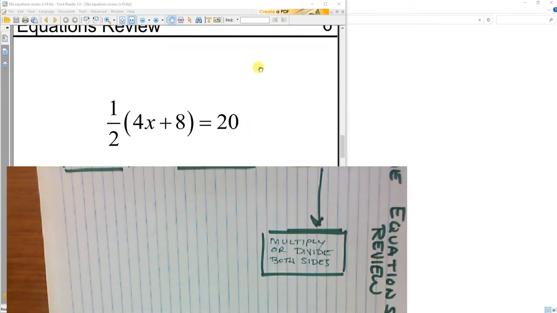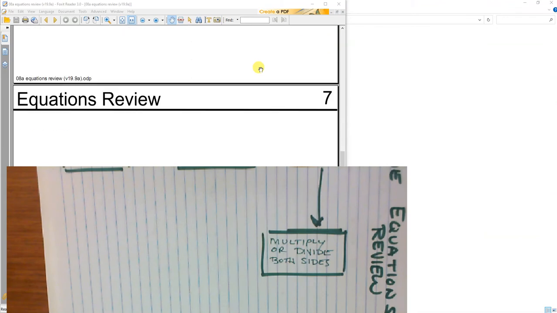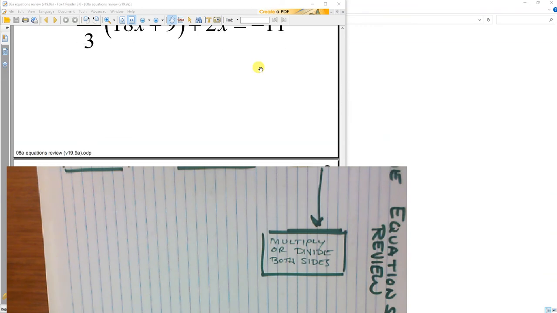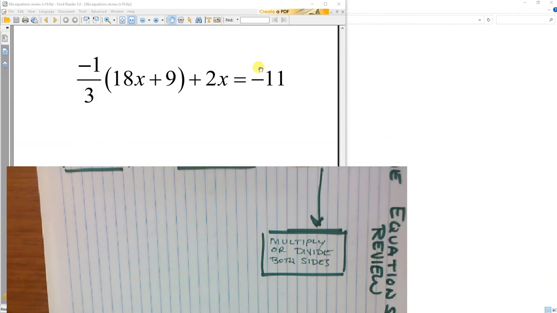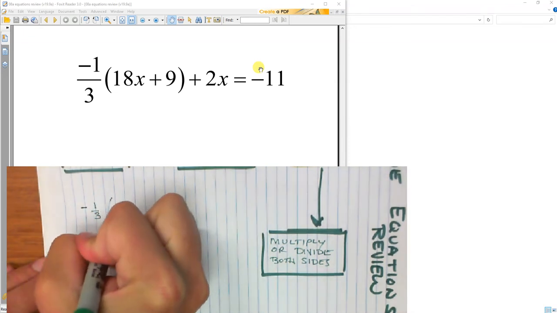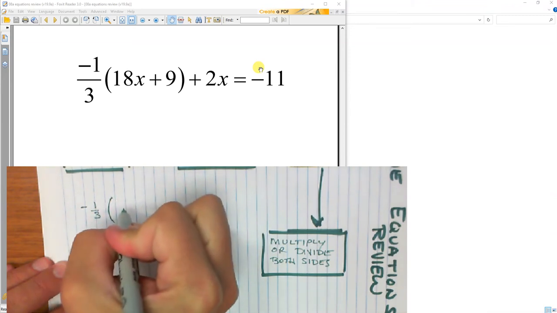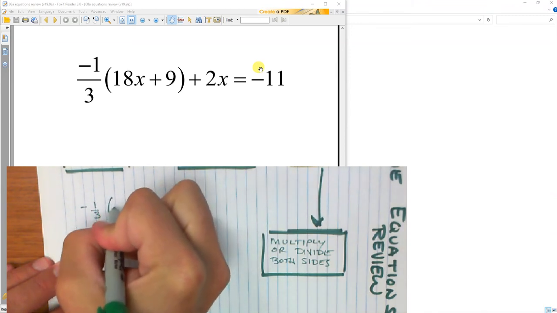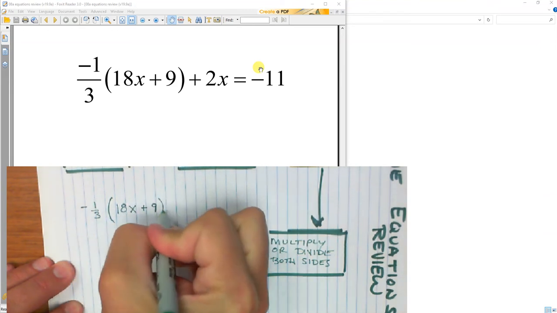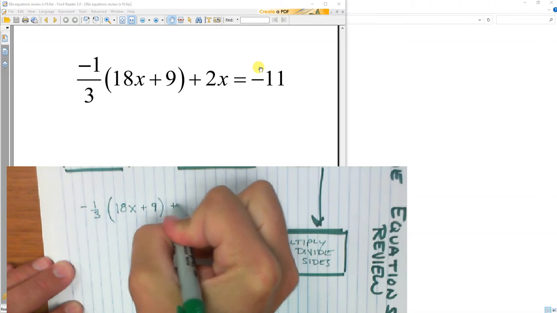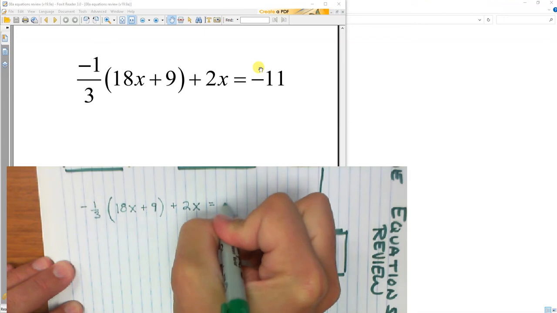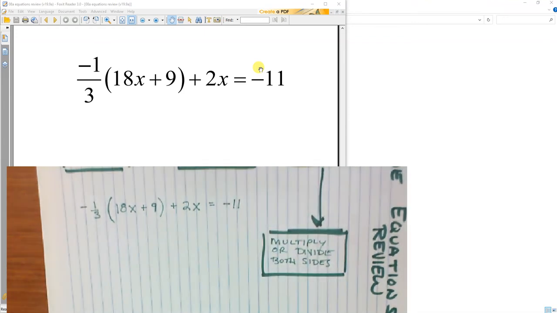So let's do one in our notes. We'll do this guy right here. You know what? I'll come back to him. Let's do this one, and then I'll come back. So negative 1/3 times 18x plus 9, plus 2x equals negative 11. And let's see if this flow map actually works.